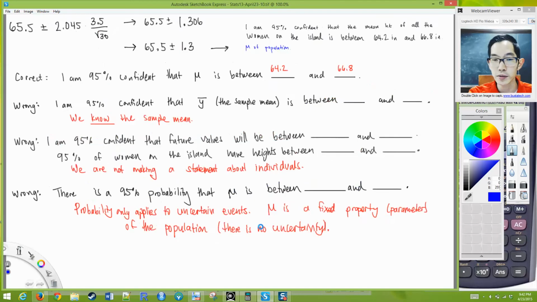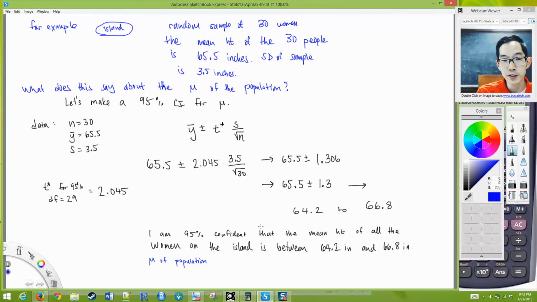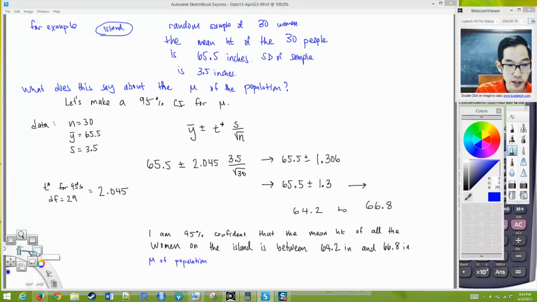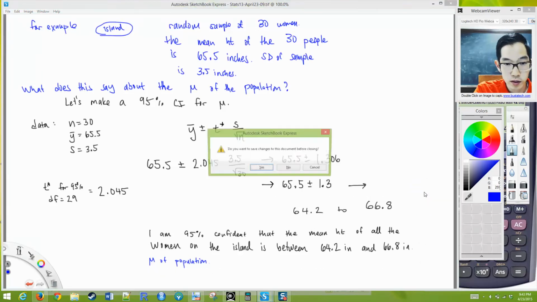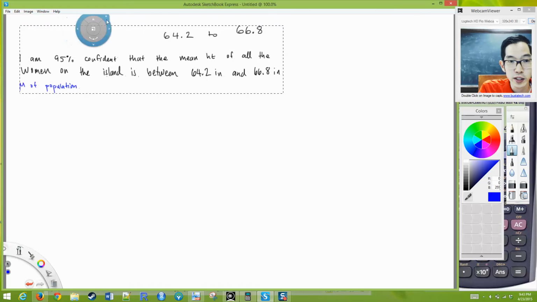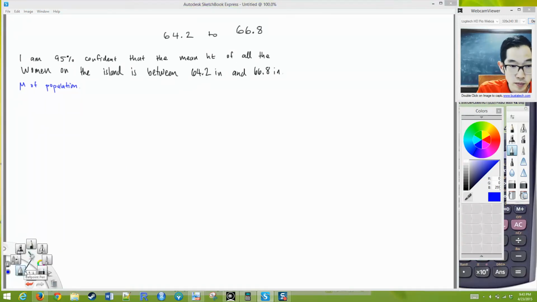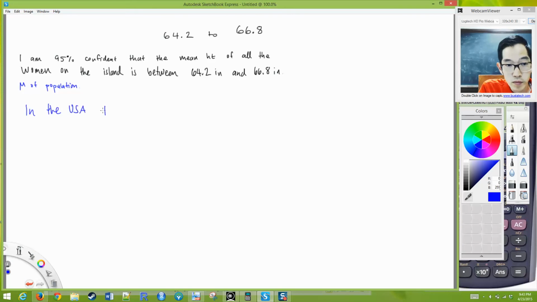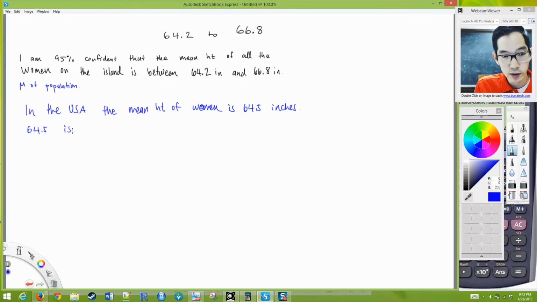I'm going to flip back 2 slides here. All right, and so this was the confidence interval that we made for women on the island, okay? And we stated that in the USA, the mean height of women is 64.5 inches. Okay? So in this case, 64.5 is between the ends of the interval. So we would write 64.5 is contained within the interval for the mean height of women on the island.